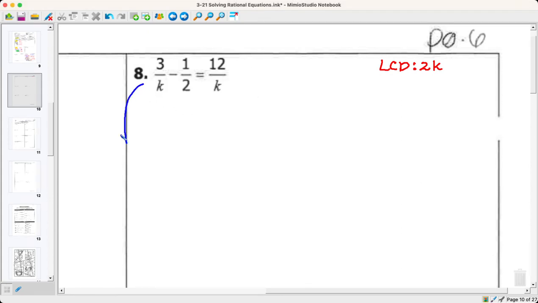All right, let's come down here so we can make this neat, and I'm going to save some space in between. I've got 3 over k. I'm going to leave a little space for my new denominator. Minus 1 over 2. Again, leave some space for the new denominator beside it. And then I've got 12 over k, and I'm leaving some space. On this side, I want to write my new denominator, 2k, 2k, and 2k.